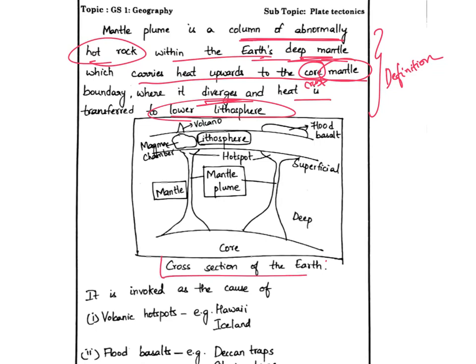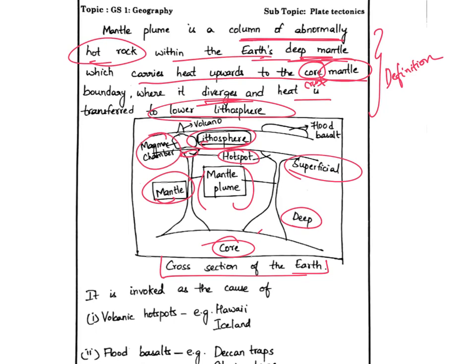He is telling it is a cross section of the earth, and he has written core, mantle and lithosphere, and this is deep part and superficial part, and this is mantle plume. He is describing these as hot spots, magma chamber and flood basalt. What is this flood basalt? Whenever this mantle plume containing the hot rock extrudes out of the lithosphere, and because of being liquid it spreads over a larger region, it results in the formation of basaltic rock.